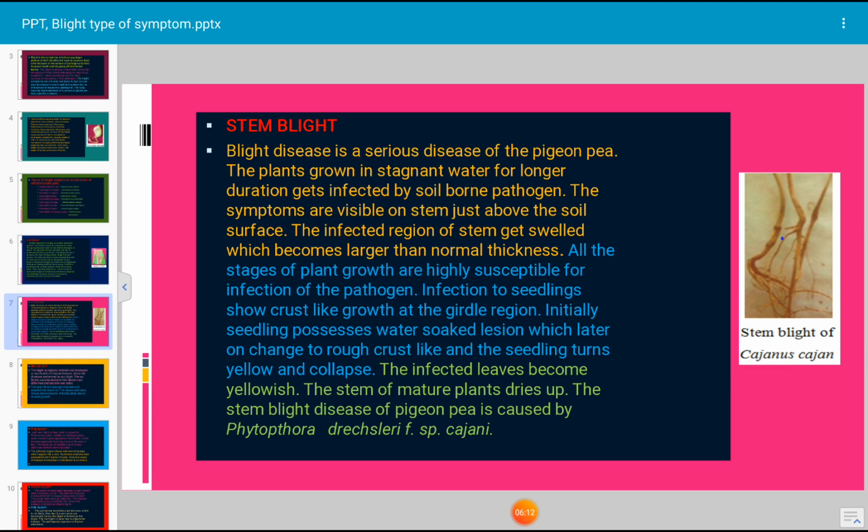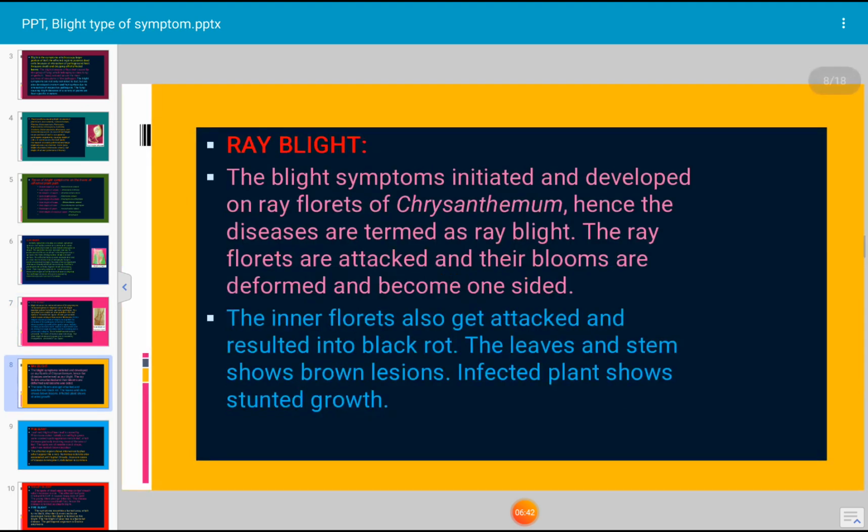Infection of seedlings shows crust-like growth at the girdle region of the stem. Initially, the seedling possesses water-soaked lesions, which later change to rough crust-like, and the seedling turns yellow and collapses. The infected leaves become yellowish. The stem of the mature plant dries up. The stem blight disease of pigeon pea is caused by Phytophthora drechsleri, forma specialis cajani. The photograph is shown on the slide. Stem blight disease of Cajanus cajan.